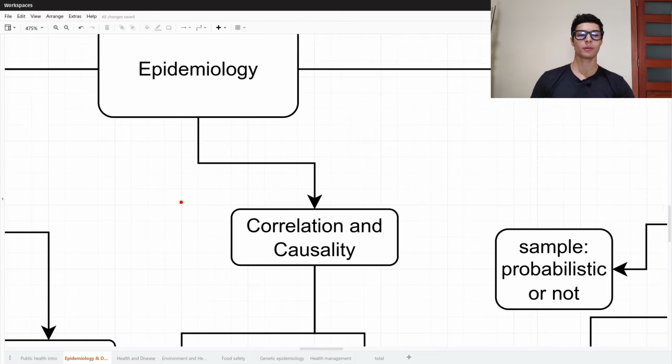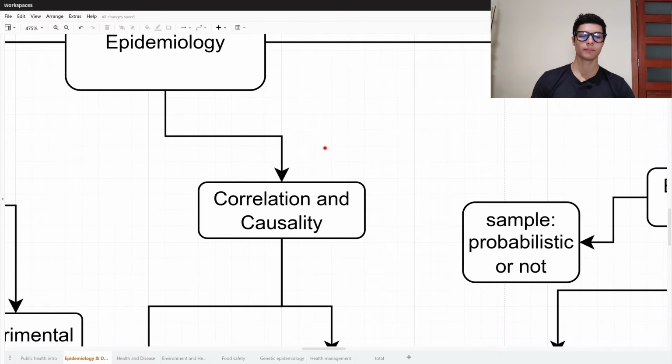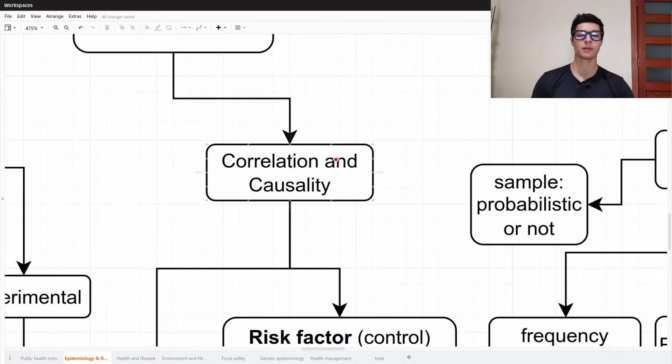Then, if we talk about epidemiology, we cannot skip this part. Correlation and causality. This thing is very, very important to understand. They are not the same, even though they are similar. Correlation does not imply causality. And I will make an example so you can understand this better.